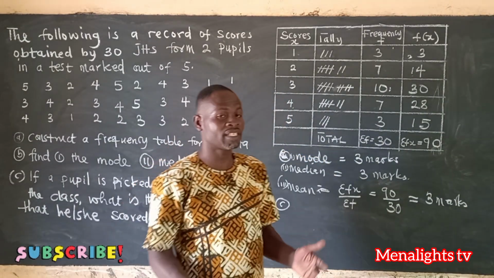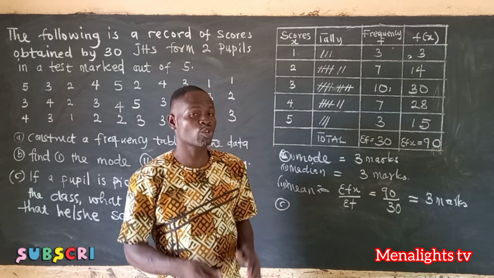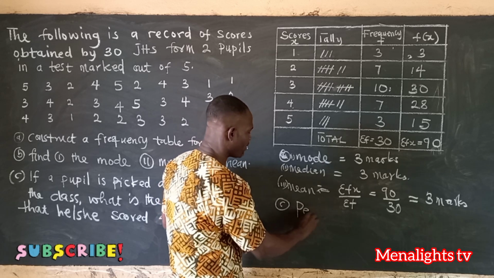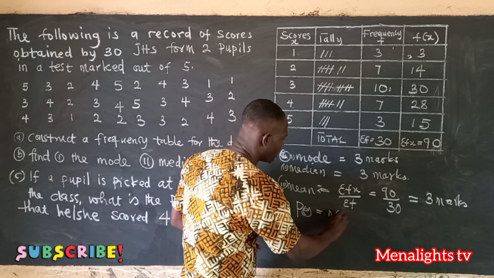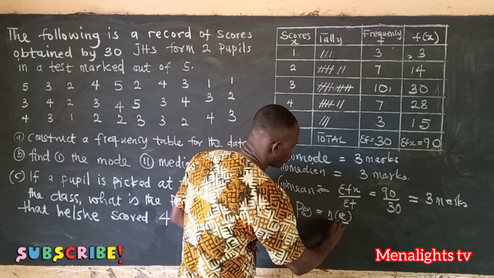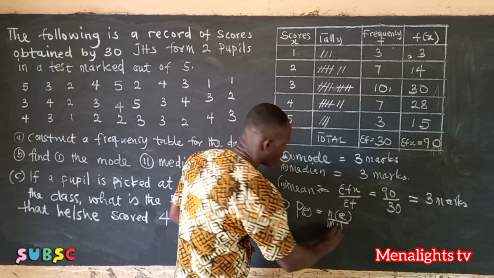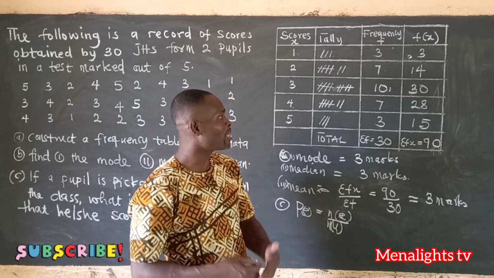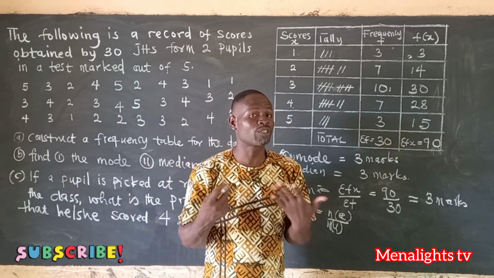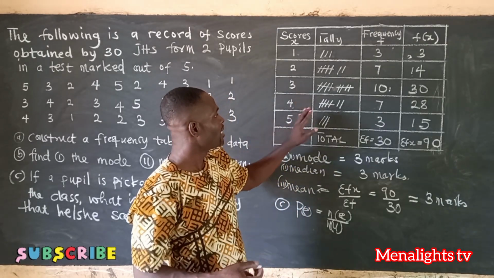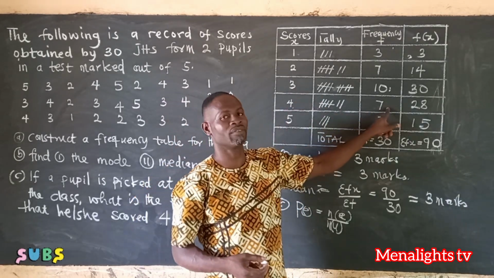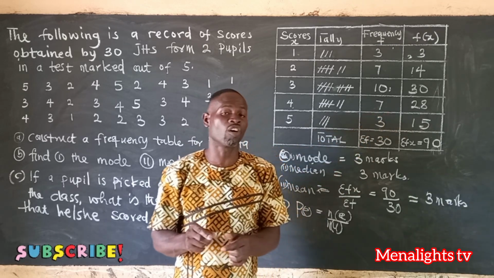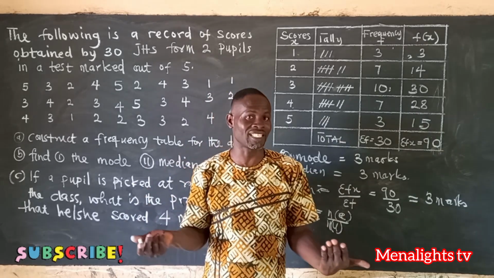C says, what is the probability that a student chosen at random scores 4 marks? So probability, so P for probability of event is equal to number of events over number of total outcomes. So when you look at this, the question says how many people score 4? So here, the number of people that score 4 marks are what? 7 over the total number of students in the class. So that means that 7 students scored 4 marks out of the total 30 that we have.